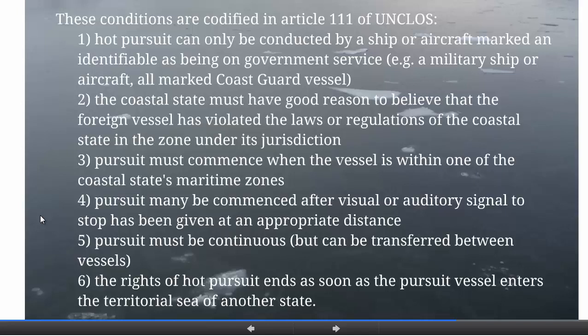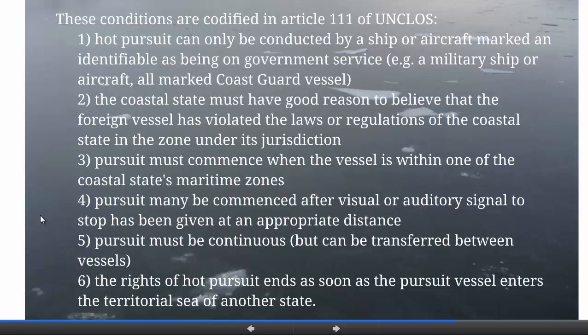Fourth, pursuit may only be commenced after a visual or auditory signal to stop has been given at an appropriate distance. Now, this rule was actually drafted originally in the 1950s when there was still some doubt about the reliability or validity of giving such signals by radio communication, but that is now a much more common practice.